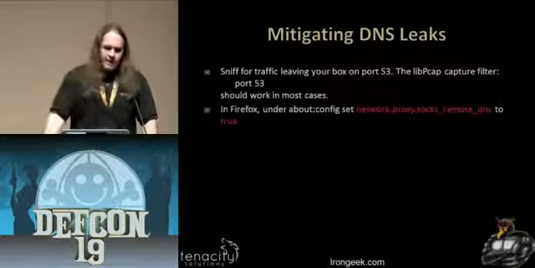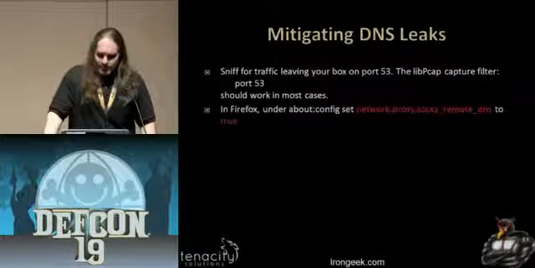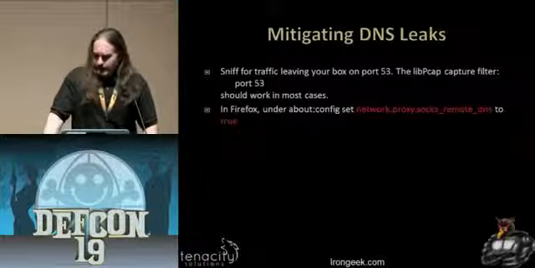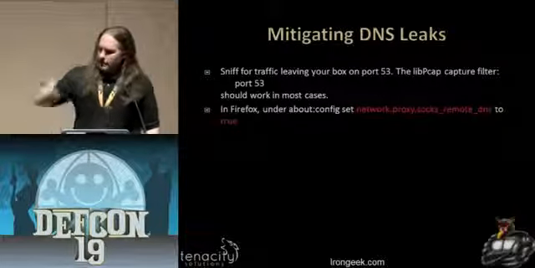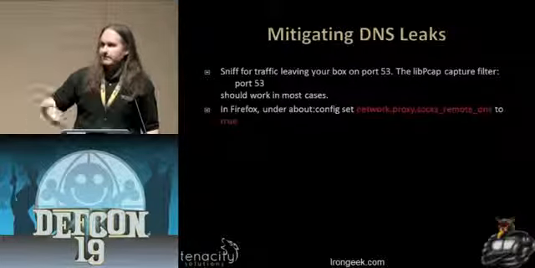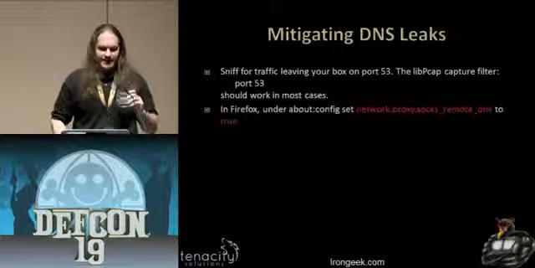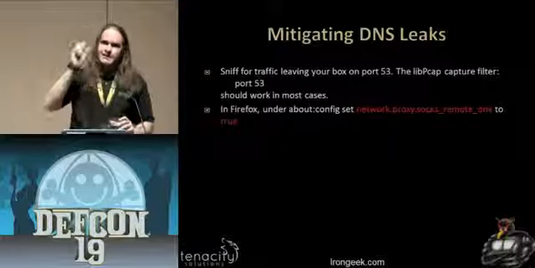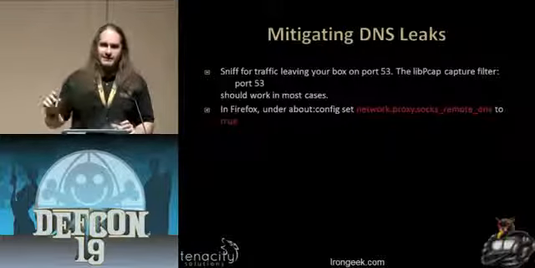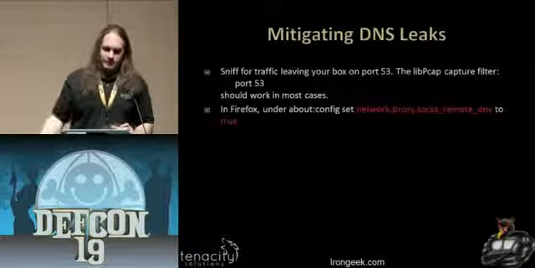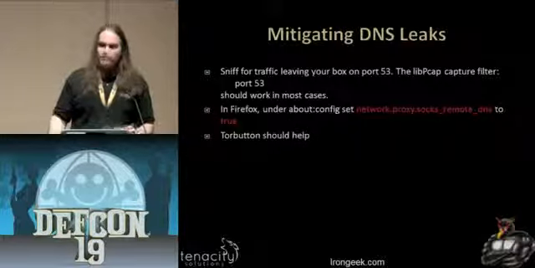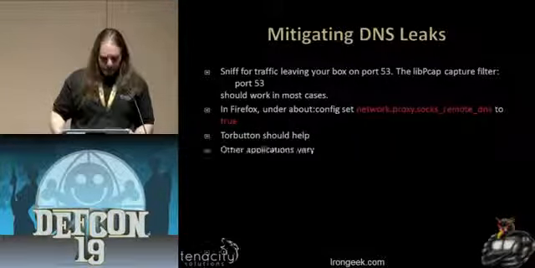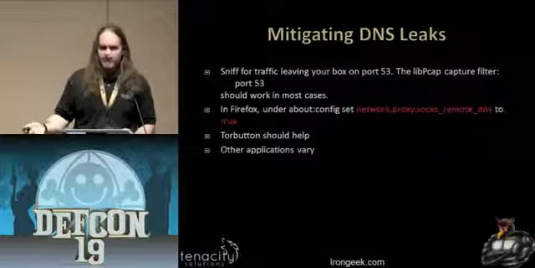If you have Firefox set up, you may want to make sure that this particular configuration is set. You go into about:config and just set it to use remote DNS through the proxy to hopefully mitigate those kinds of leaks. Now some applications, no matter what, don't have a setting where you can say, send everything through my SOCKS proxy to do all name resolutions. So Torbutton can also help with this. Torbutton actually makes some of these settings for you. Other applications vary where you have to make these settings.